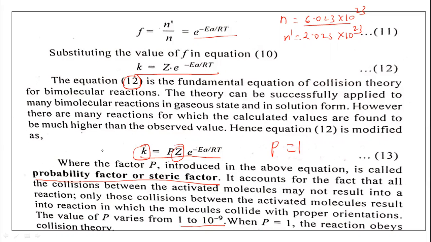So in this way, the specific reaction rate constant depends upon the number of molecules colliding, that is Z, and the fraction of the molecules that go into the activated state. That fraction can be calculated as N dash upon N. Thus, in this way, we can apply the collision theory for bimolecular reactions.